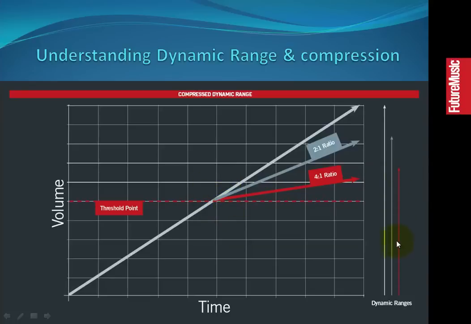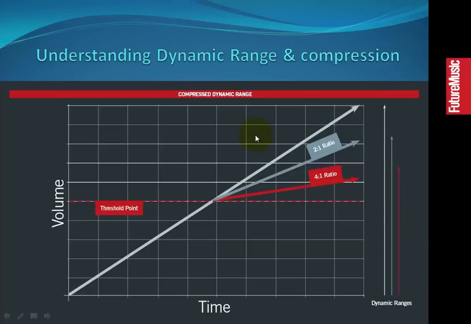This reduces the dynamic range of the overall conversation, the overall human voice. And here the slightly darker blue line, the 2-to-1 ratio, that has been reduced as well. The dynamic range has been reduced by a slightly lesser amount. Now, as a result, the entire conversation is slightly quieter than the uncompressed signal.